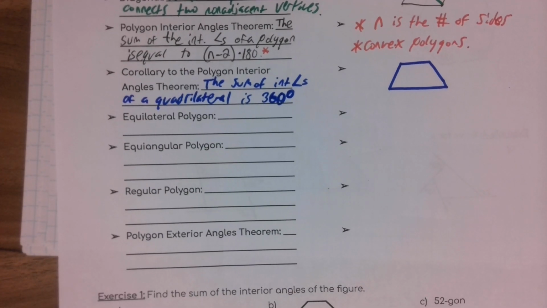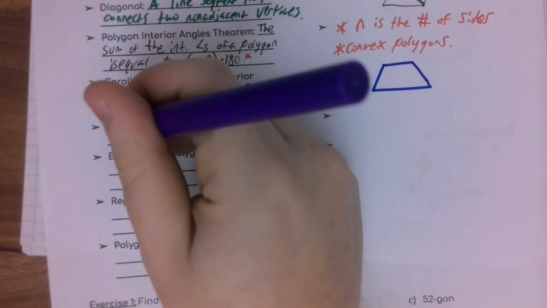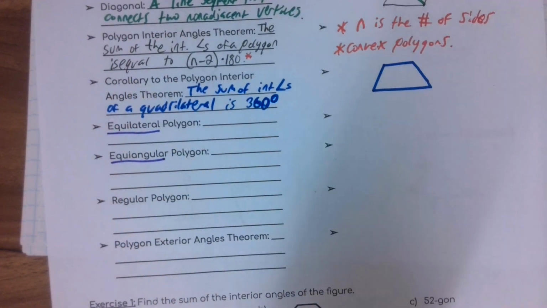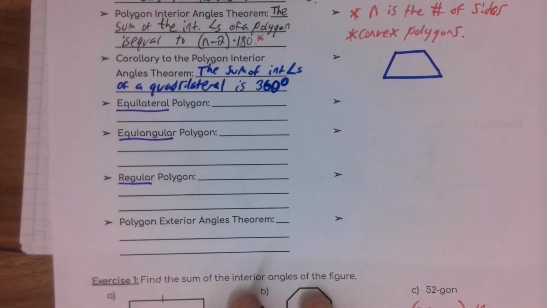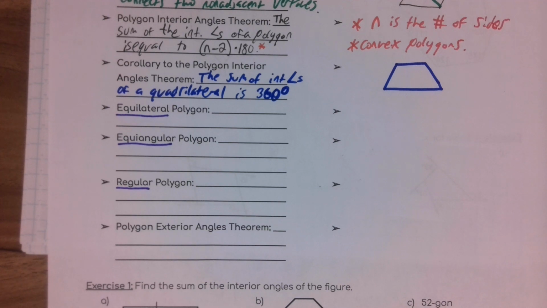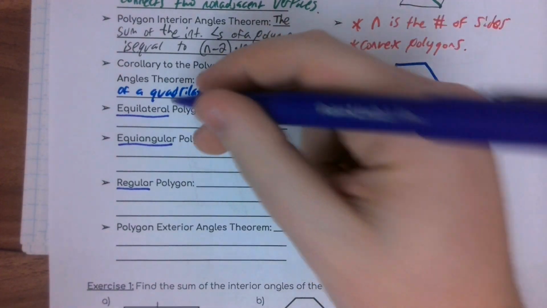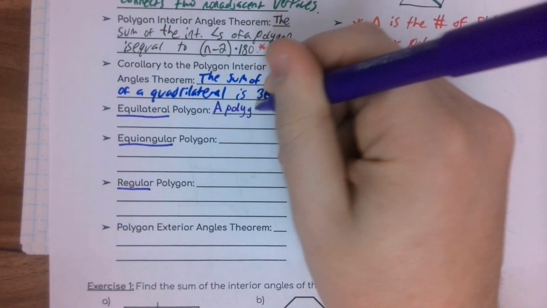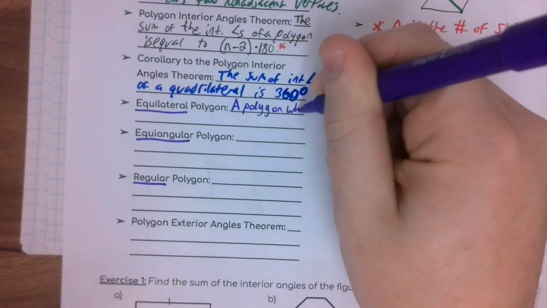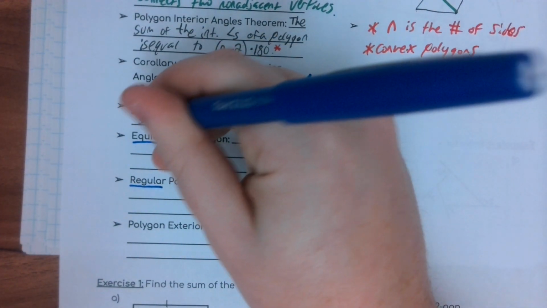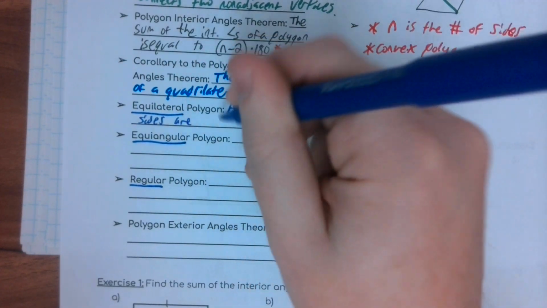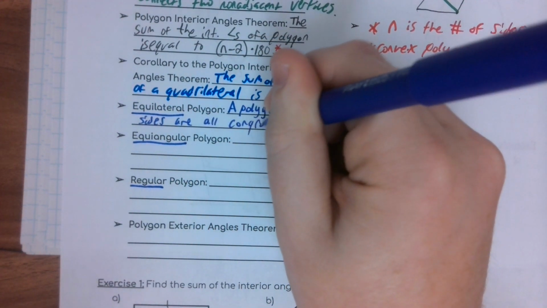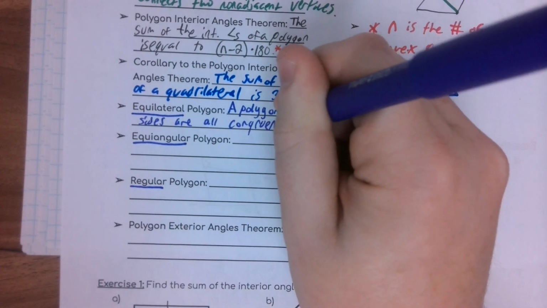Before we flip to the back, I want to talk a little bit about something we've already talked about before. There are these words, equilateral and equiangular and regular, that we use to describe certain polygons. We know what equilateral means from the last unit. Equilateral means equal sides. It is a polygon whose sides are all congruent. Perfect.